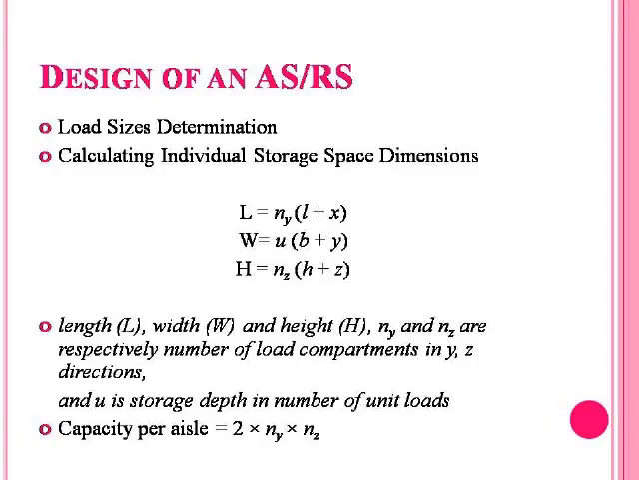Capacity per aisle would be 2 multiplied by NY multiplied by NZ. It's a direct, simple formula, because either side of the SR machine can be used for storage and retrieval. That's why the capacity per aisle would be 2 multiplied by NY multiplied by NZ.